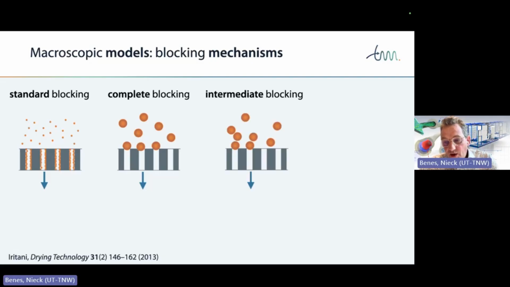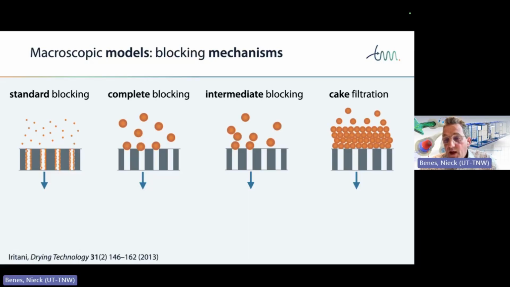There's intermediate blocking, where not all particles will directly block a pore, but there's a probability that they will do. So then the picture looks slightly different. And then, of course, there's cake filtration. So if you're interested in these type of things, put the reference down at the bottom of the page. There's a very good review on these various models where it's explained how you can describe them. I will just have a look at a bit of detail on 1 or 2 of these models, so we have a bit of a feel for how these models can be used in practice and what their limitations are especially.